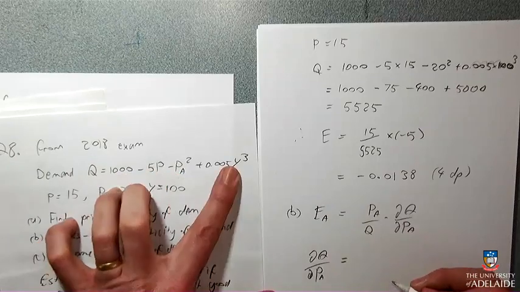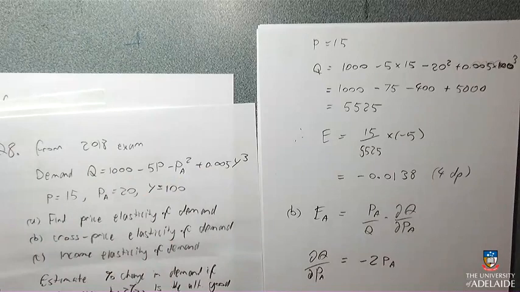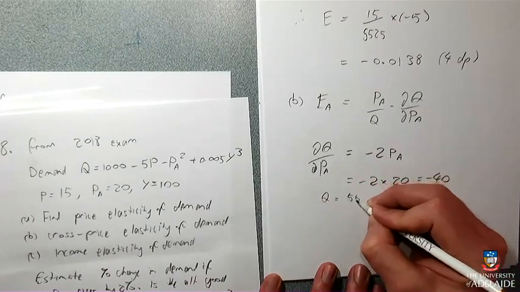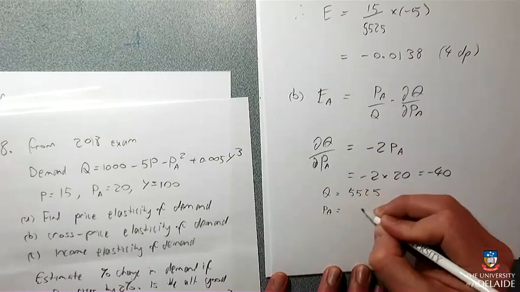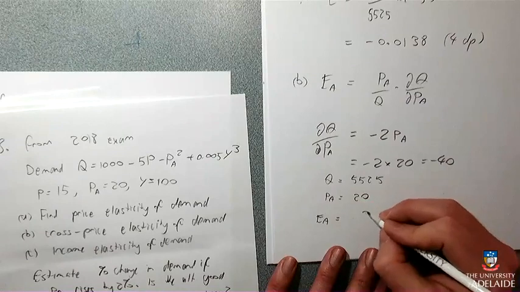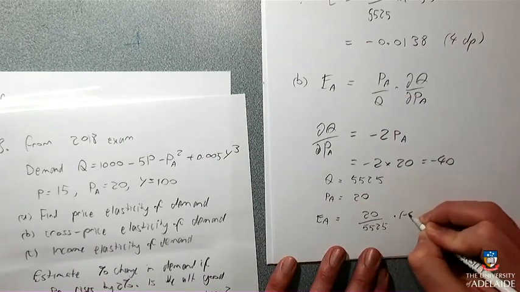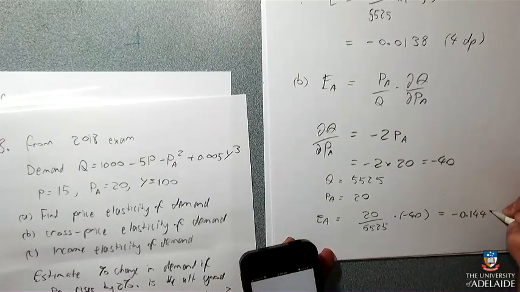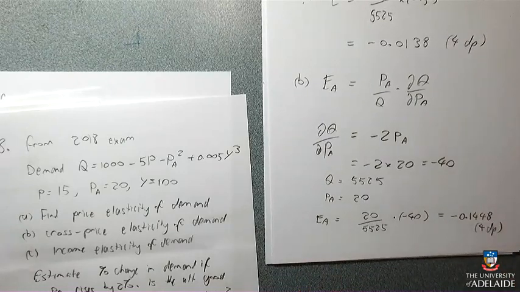So that 0, that 0, that 0 will have a minus 2 PA, according to that. So at this point, the PA was equal to 20, so that's minus 40. And the Q is still the same. We know what Q was. That was 5525. And the PA at this point was 20. And so the elasticity is 20 over 5525 times minus 40, which is quite a bit bigger. I don't know how many decimal places he wants, so I'm just going to give you 4. Okay.